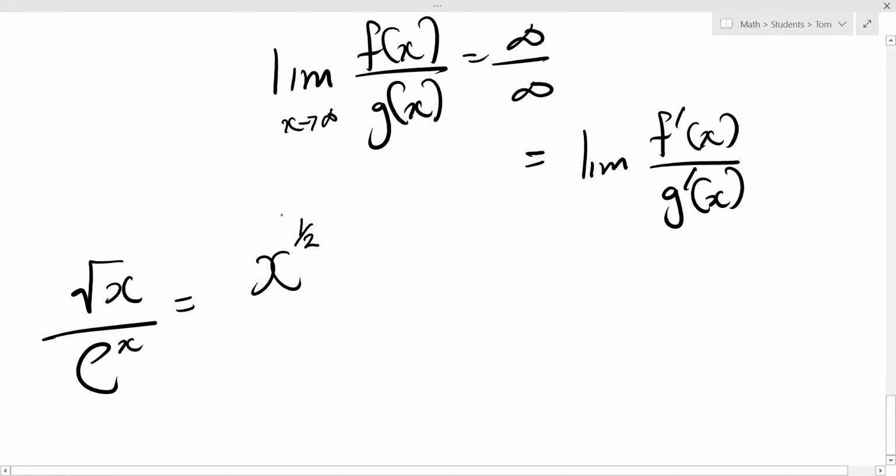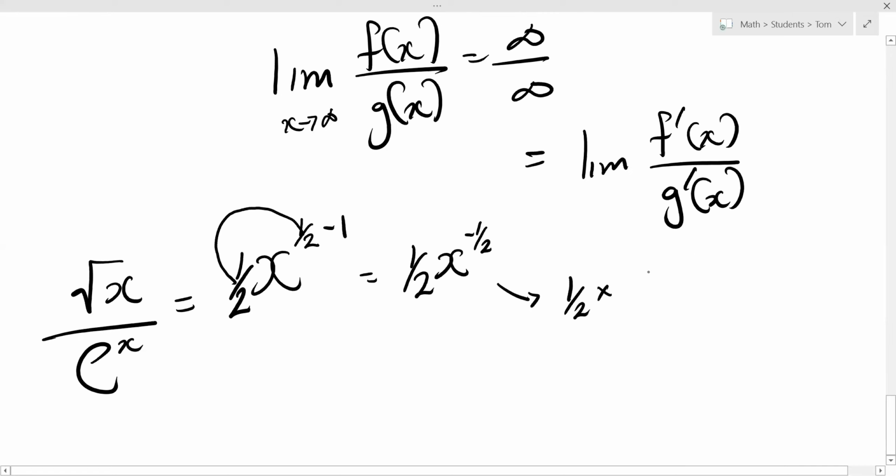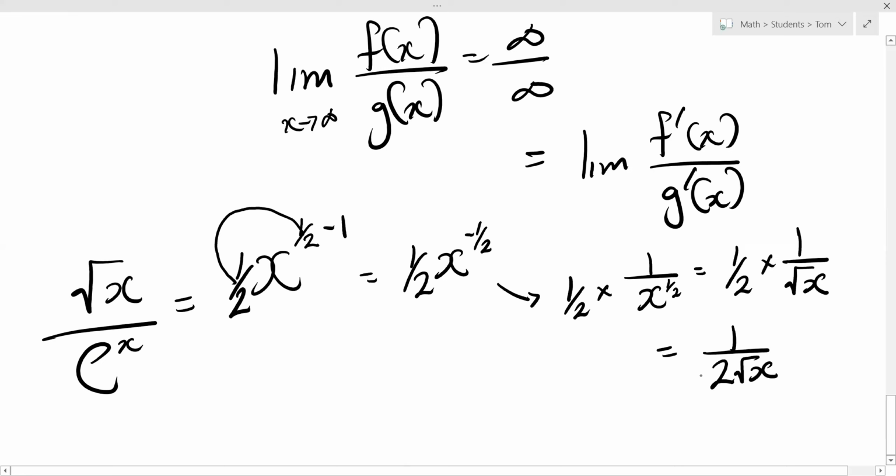What do we do? Multiply the power by the coefficient of x here, which is 1. That's going to be half. So 1 times half is still half. Then we have half minus 1, so we have half x to the power of negative half. We can rewrite this as half times 1 over x to the power of half. This is 1 over 2 times 1 over square root of x. And overall we have 1 over 2 root x.